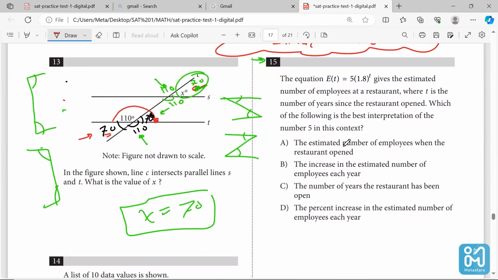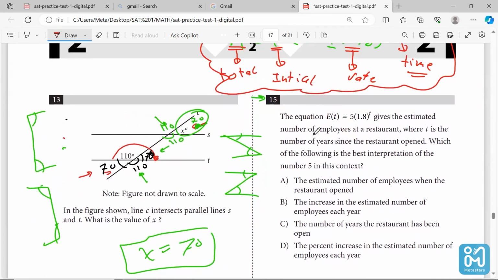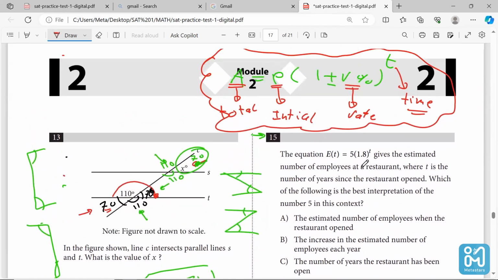Now, here I have an equation, E(T) equals 5 times 1.8 to the power of T, gives an estimated number of employees at a restaurant, where T is the number of years since the restaurant opened. Which of the following is the best interpretation of the number 5? According to the rule that you have here, P represents the initial amount, so the 5 represents the initial number of employees when the restaurant opened. So my answer is A.